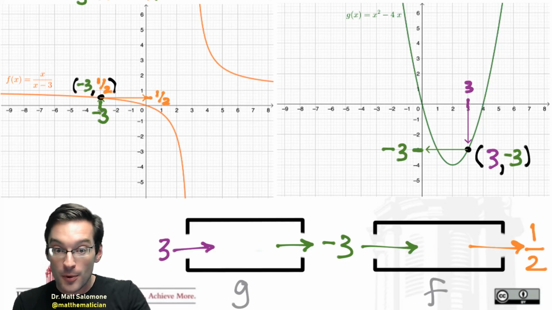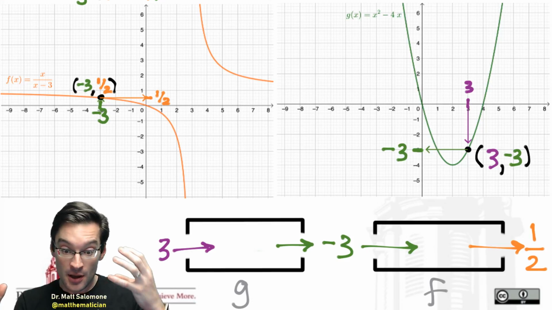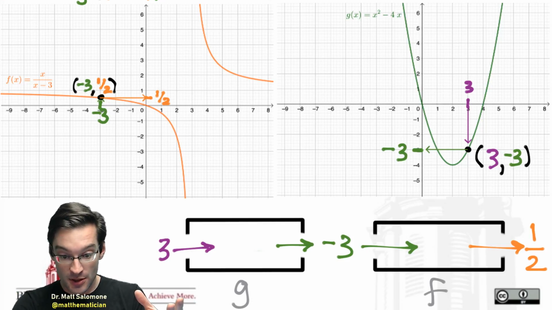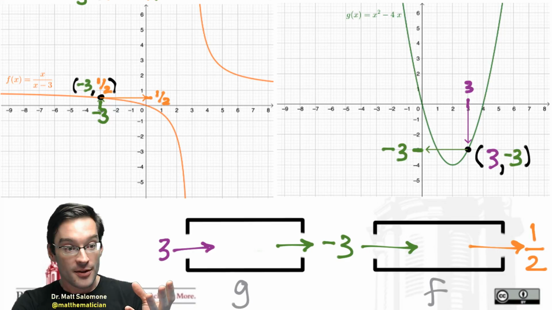So that's really what we're doing when we're forming a composite function: we're just sticking the output of the first function into the input of the second function.